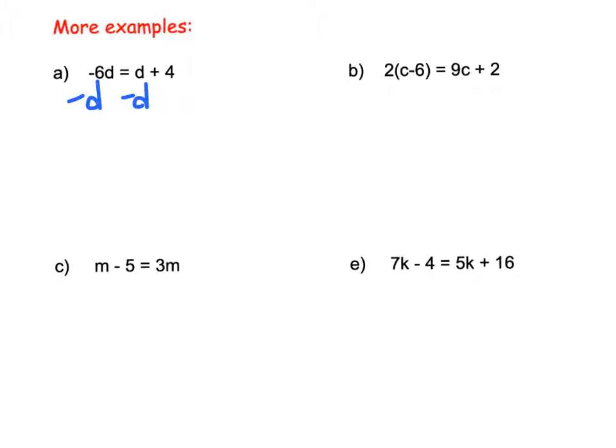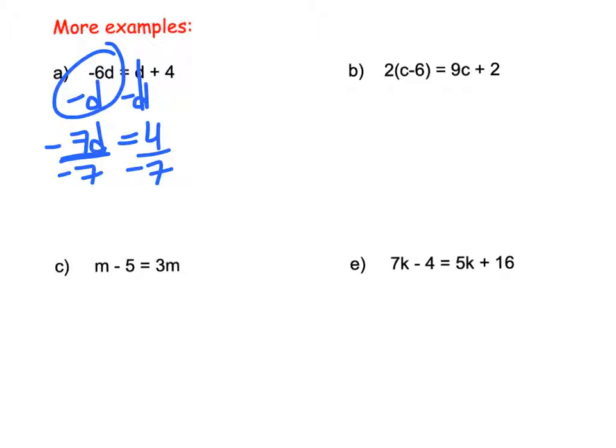So because d is positive, I'm going to subtract it. These cancel, and I'm left with negative 6d minus d. It's just like you're subtracting in columns, and that is a negative 7d, and over here you have a 4. In order to finish it off, I need to undo this multiplication by dividing.